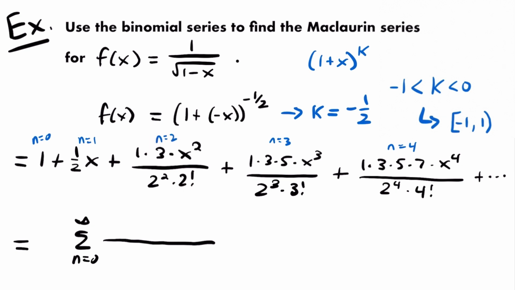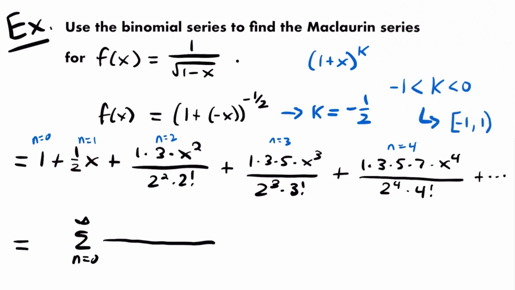When n equals 2, we have 2 squared times 2 factorial in the denominator. When n equals 3, we have 2 cubed times 3 factorial. And when n equals 4, we have 2 to the power of 4 times 4 factorial. Okay, and it actually would also be true for this first term, where n equals 1.